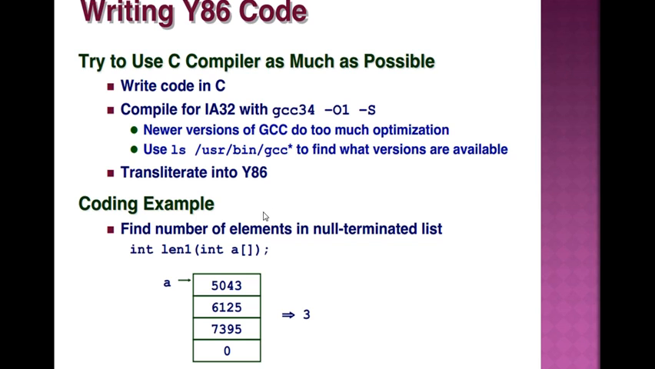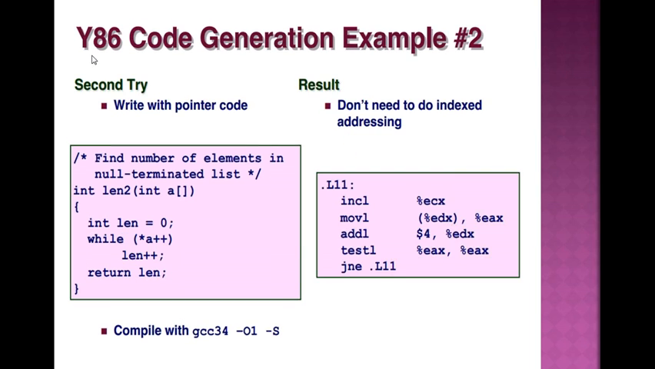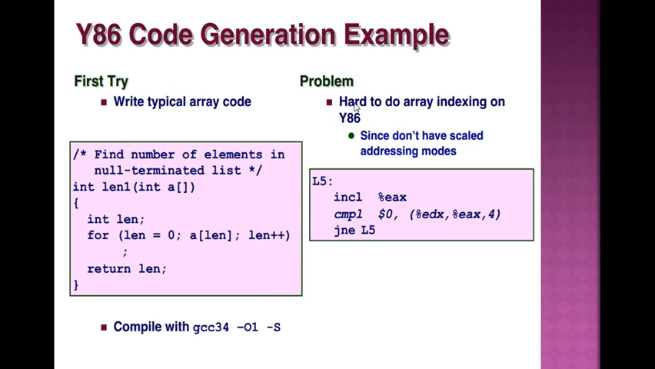This is a coding example. This is Y86 code generation example 2. This is your first example, this is the second example. First try to write typical array code. First write the code in C language, then compile with the help of GCC, and then run the program, which gives the output.